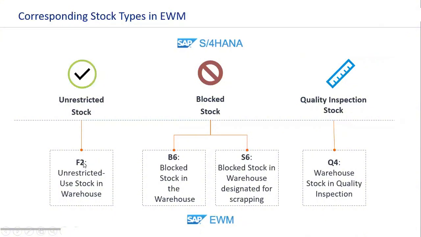So F2 would represent unrestricted use stock. B6 would be block stock in the warehouse. S6 would be block stock in the warehouse designated for scrapping. And finally, Q4 would be warehouse stock in quality inspection until somebody's made a usage decision.